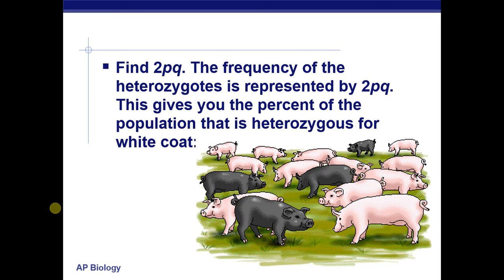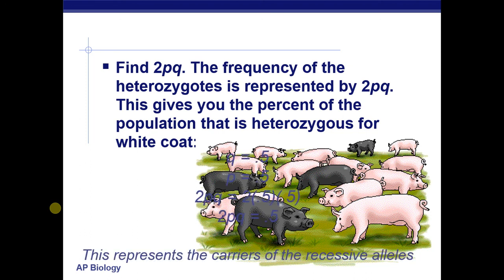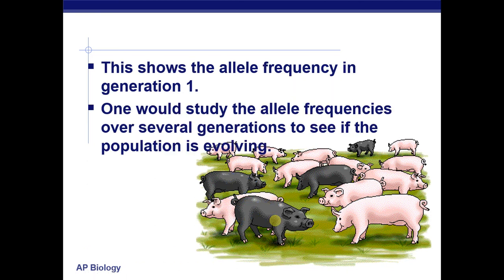To find 2pq, well, that's pretty easy because now we know p and q. So we just multiply 2 times 0.5 times 0.5, and we get 0.5. So this shows the allele frequency in generation 1, okay, 0.5 p, 0.5 q. One would study the allele frequencies over several generations. We look at their offspring to see if the population is evolving. If it is in Hardy-Weinberg equilibrium, we would get 0.5 for the allele frequencies in each successive generation.